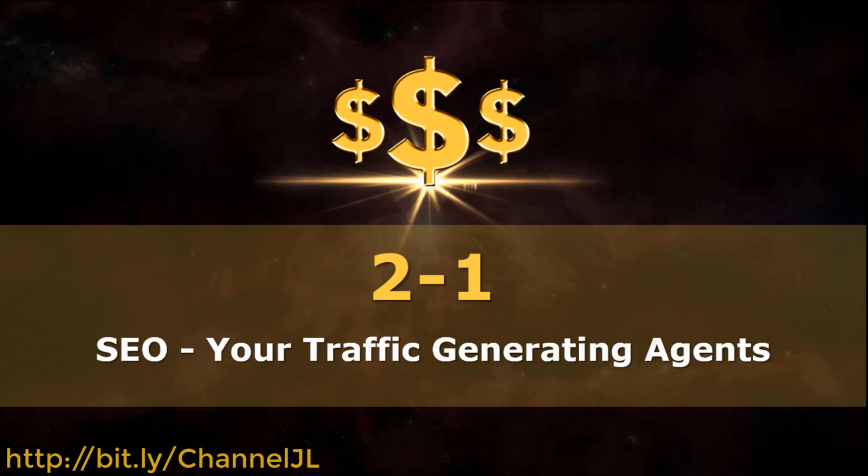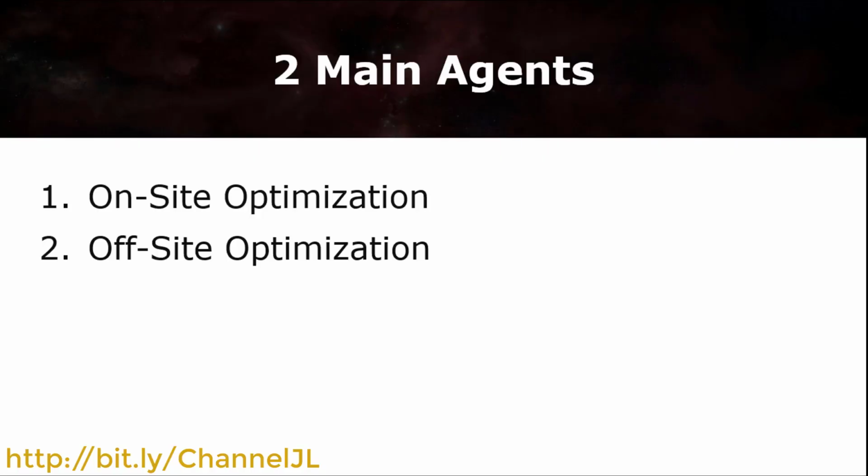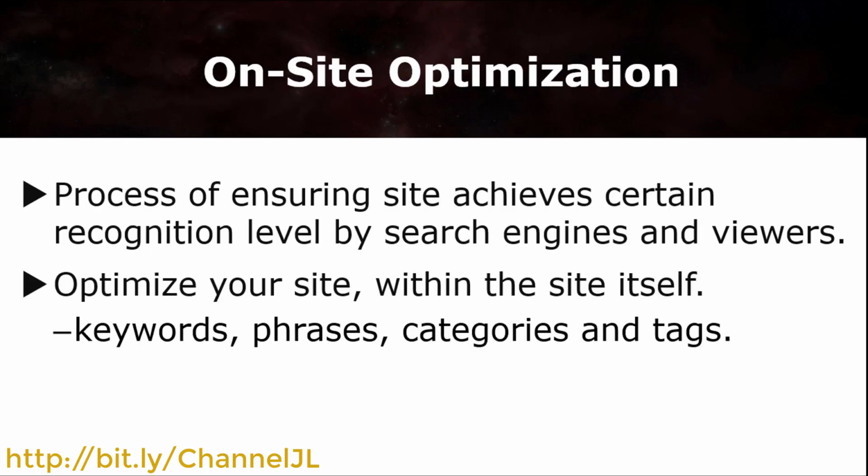We've already explored the fundamentals of search engine optimization. Now, in this module, we will unravel how to effectively generate traffic via SEO's traffic agents by fully optimizing your site. There are two main agents that you need to take into account to generate your desired traffic. These agents are 1. The on-site optimization, 2. The off-site optimization. Let's first discuss the on-site optimization.